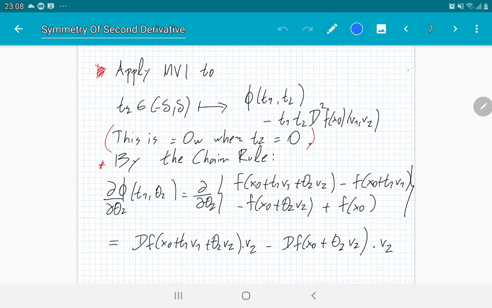Okay, how are we going to use the mean value inequality? So I want to look at this expression here.